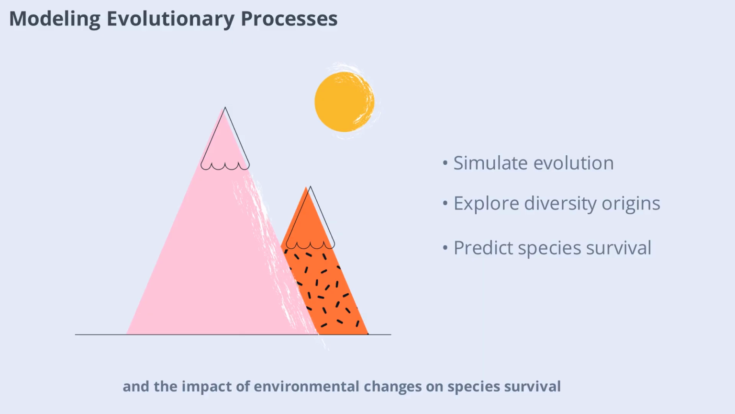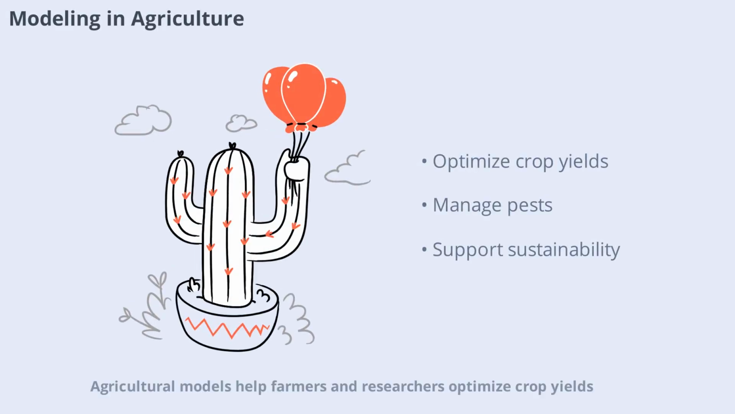Agricultural models help farmers and researchers optimize crop yields, manage pests, and conserve resources. These models simulate plant growth, soil conditions, and weather patterns to guide decision-making. By integrating data from sensors and experiments, agricultural models support sustainable farming and food security.